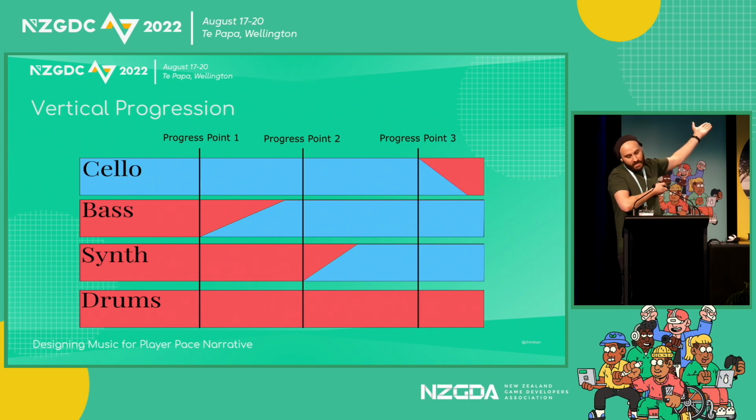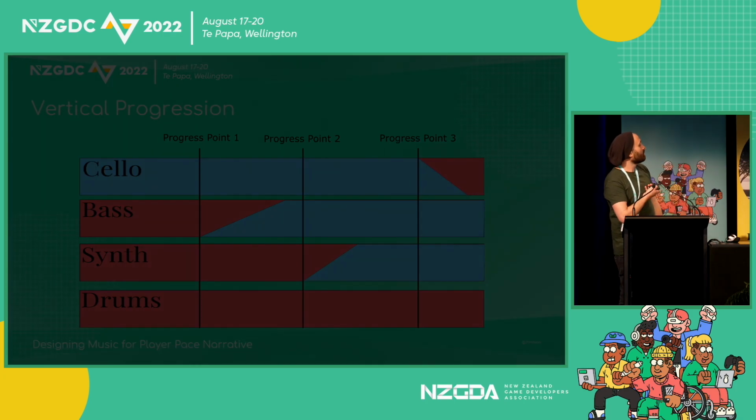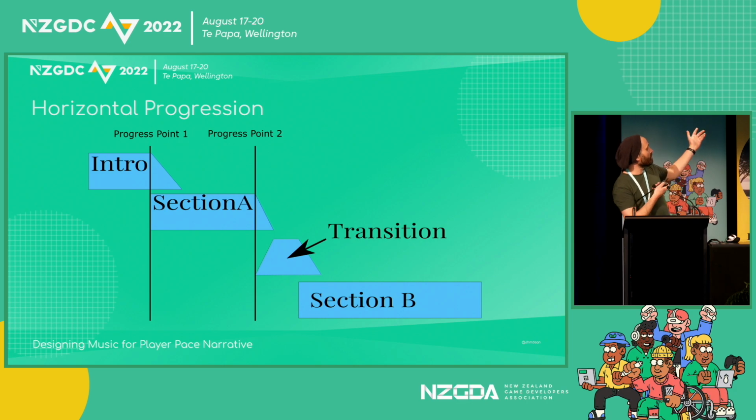Here's a diagram hopefully explaining better what I was talking about. We've got the 4 tracks in vertical. At the progress point, the blue is a playing track. We fade up the bass, and then the player does another thing, and we fade up the synth. And then we get to the 3rd progress point, and the cello comes down. Whereas horizontal is these sections. We hit a progress point, we move to section A, we hit a progress point, we play a transition and move to section B.